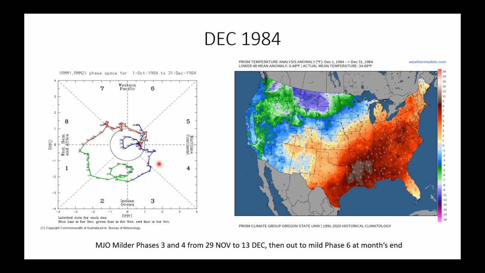So milder MJO phases 3 and 4 from 29 November right to 13 December, and then it came back out at the end of December 84 into the milder phase 6. So that matches up very well with what we'd expect. The milder conditions across the eastern U.S. in December of 84 match up with the MJO phase diagram.